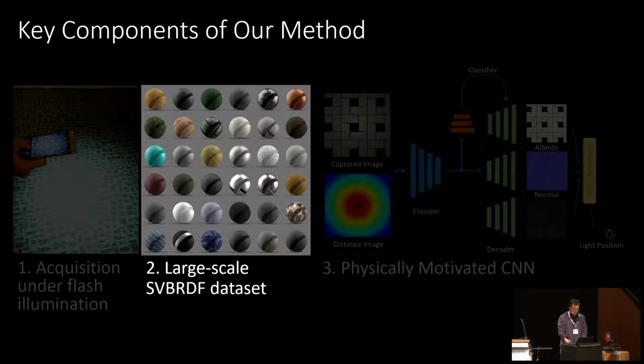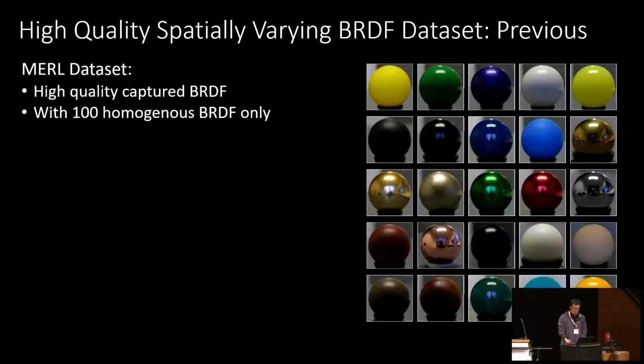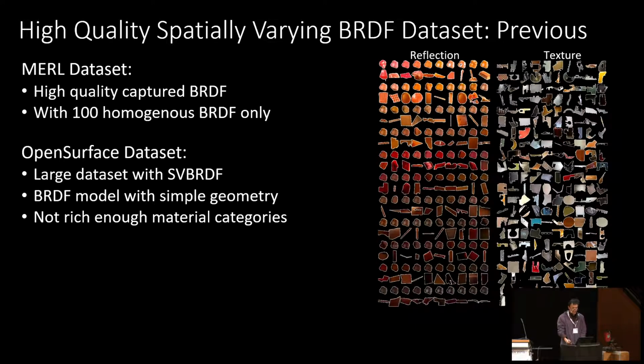We also need a large-scale materials dataset to train a powerful neural network. Previous datasets do not meet our requirements. For example, the MERL dataset contains 100 high-quality captured materials. However, it's a relatively small dataset with homogeneous BRDFs only, and therefore cannot be used for spatially varying BRDF reconstruction. On the other hand, OpenSurfaces is a large dataset with spatially varying BRDFs, but the BRDFs there are not of high enough quality to capture the rich appearance of the real world.